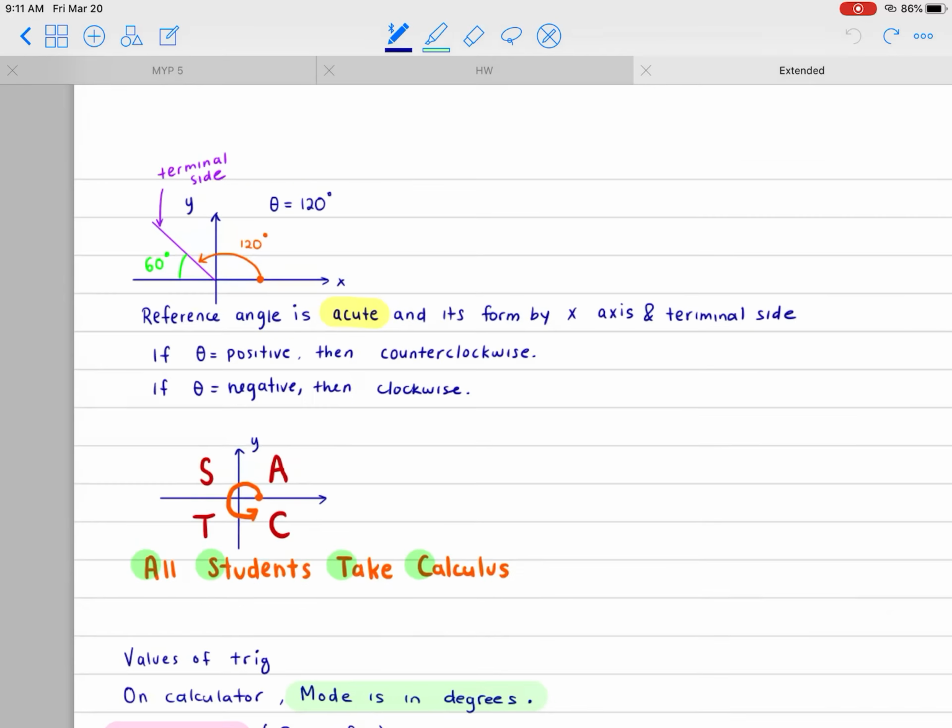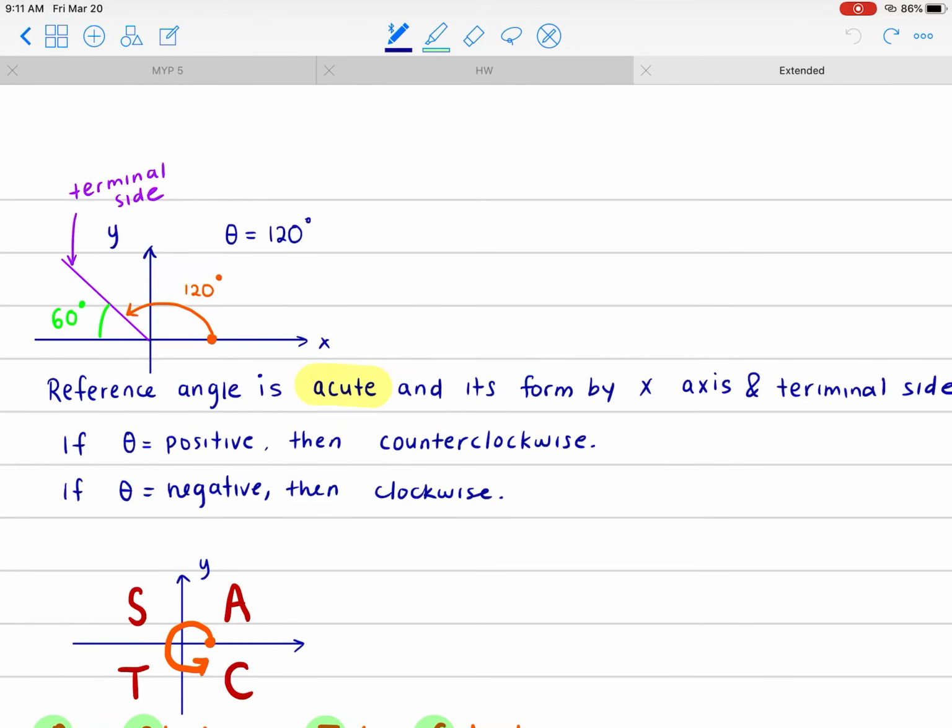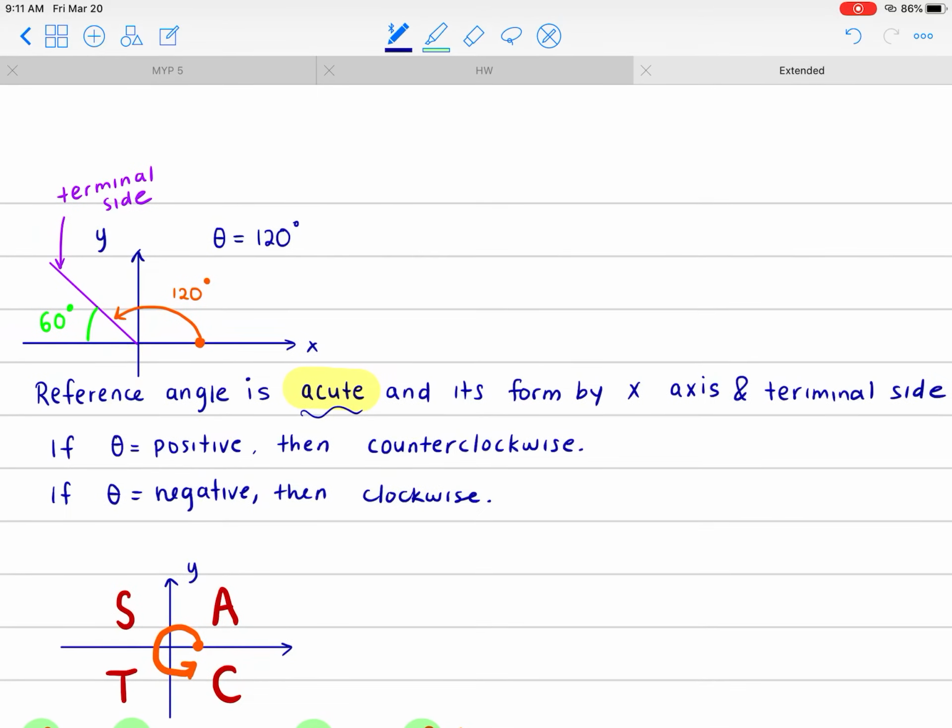Alright. Next, we talked about reference angle. What is a reference angle? It's an acute angle, which means it's less than 90 degrees, and it is formed by the x-axis and a terminal side. So in this problem, we're given that theta is equal to 120 degrees. We always start on the positive x-axis, and then we go counterclockwise if theta is positive.